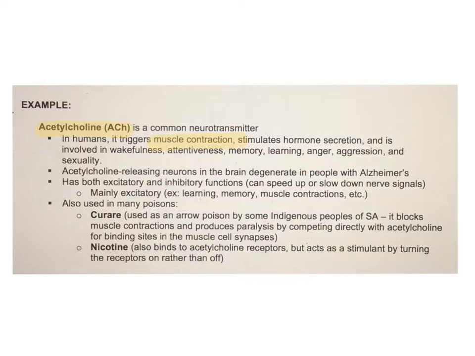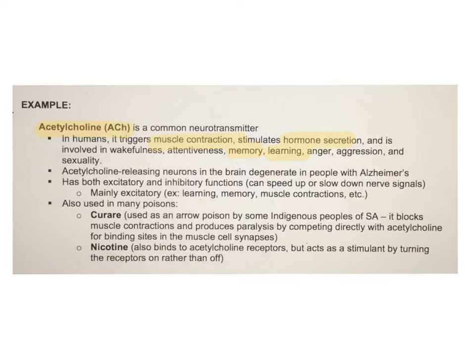It also stimulates a lot of hormone secretion, so different types of hormones that we have in our body will help to trigger that. It's involved in a lot of things in our memory as well. So memory, learning, anger, aggression, attentiveness, all those types of things are all triggered by this neurotransmitter acetylcholine. And so scientists have realized that acetylcholine releasing neurons, so those are the neurons that actually release the acetylcholine, happen to degenerate in people with Alzheimer's.